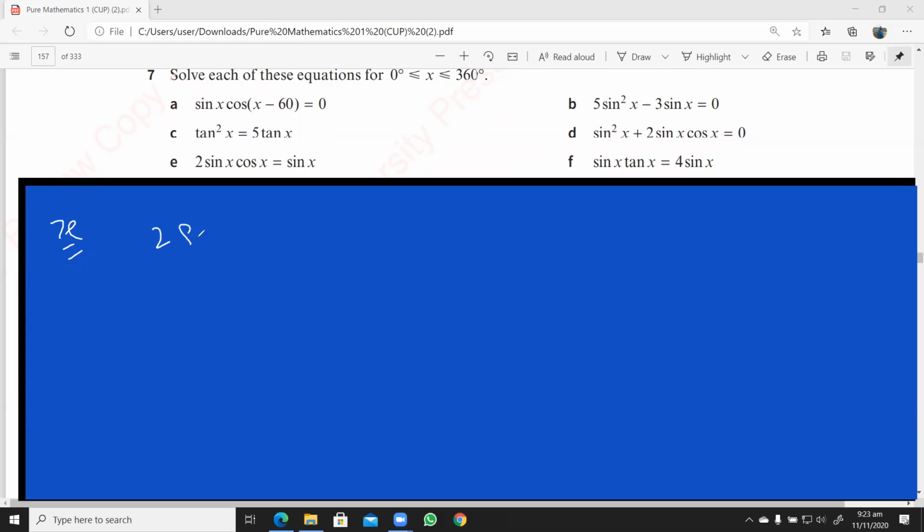This is 2 sine x cos x equal to sine x. I am more interested in a question like this: 2 sine x cos x equal to cos x. I was telling you one thing in yesterday's test: suppose you have x square equal to 2x. Please never ever cancel your variable. What happens? You lose one of the values of x by doing this.